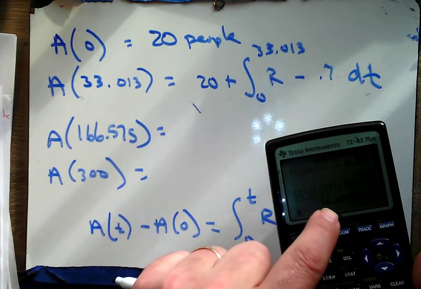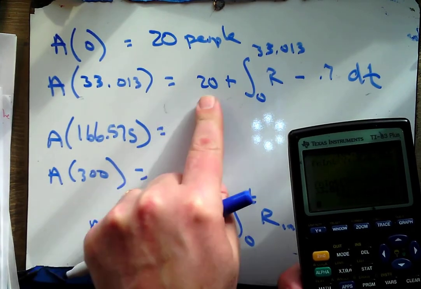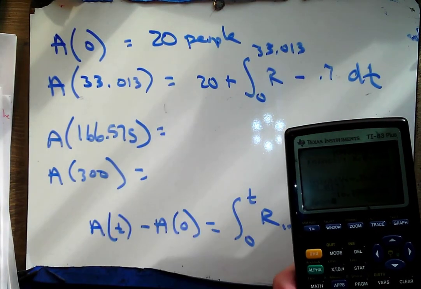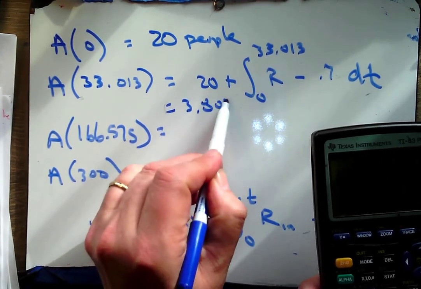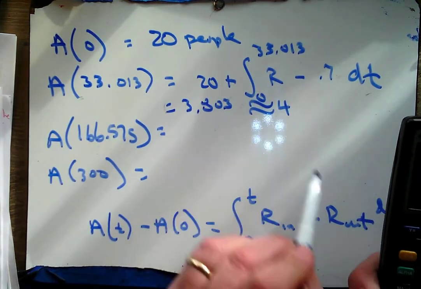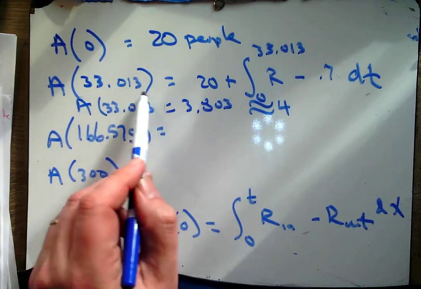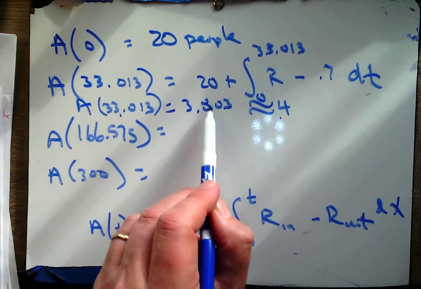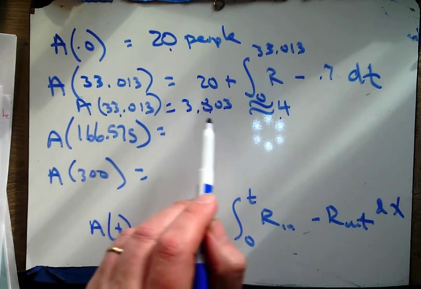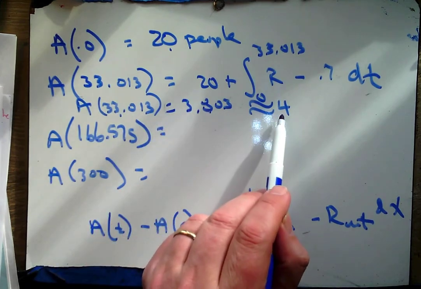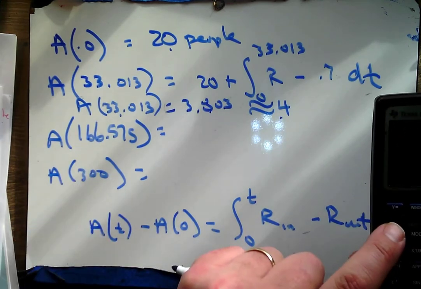And so I get negative 16.196, and I think, well, that's wacky, except remember there were originally 20 people in line. So I'm going to add that 20, and I get 3.803, approximately 4 people in line at 33.013. And clearly this number is smaller than that number. We had our max, decreased until we got to 33.013 seconds. Now there are only 4 people in line. We expect this to be our maximum, so let's compute that.